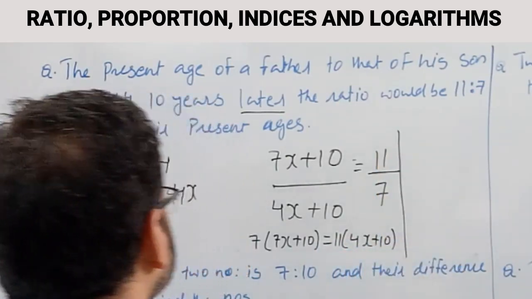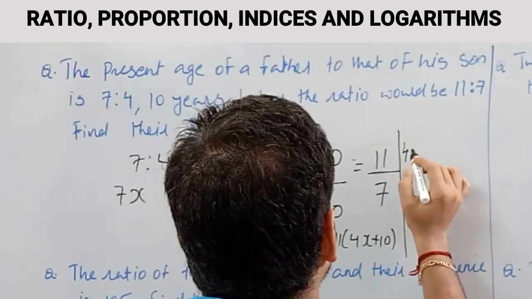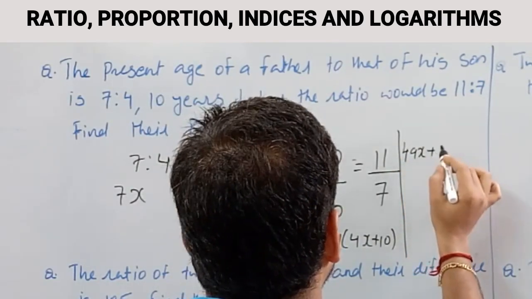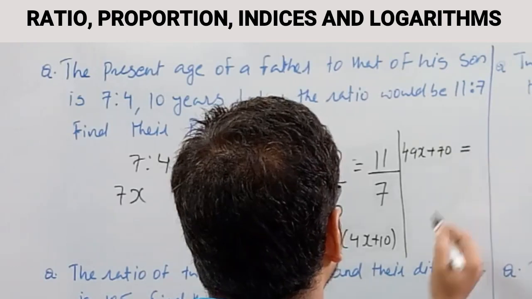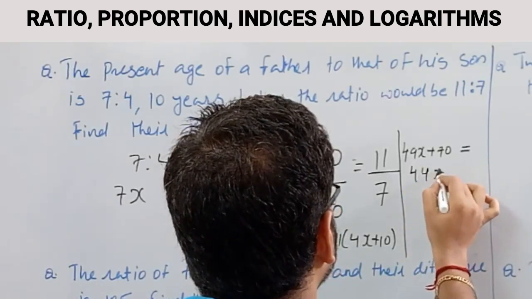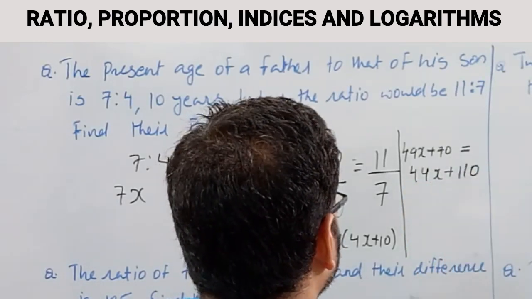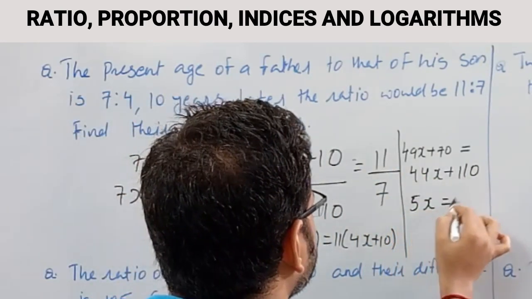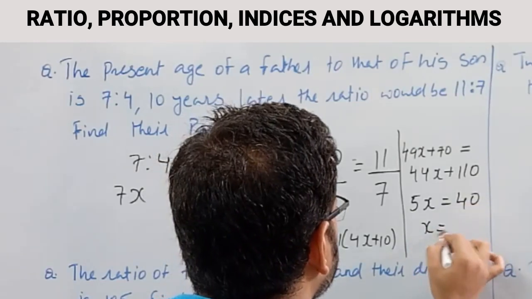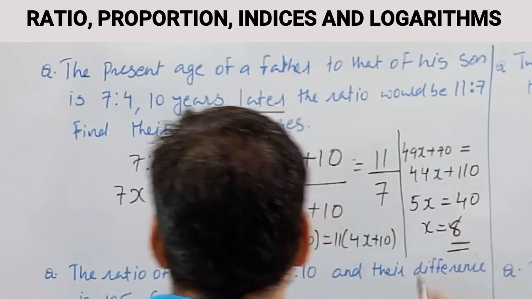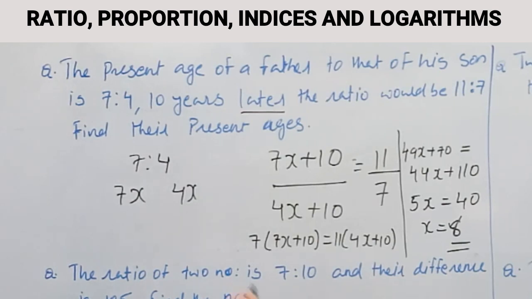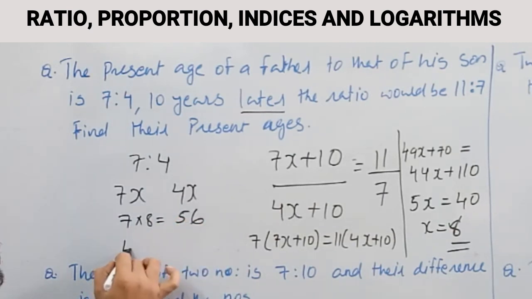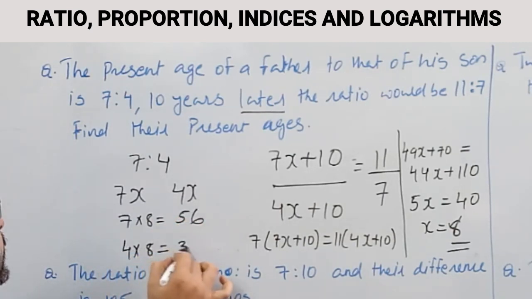That means 49x plus 70 is equal to 44x plus 110. Taking 44x to the LHS, then 5x is equal to 40, x is equal to 8. Then substituting the value of x, father's age will be 7 into 8, 56. Son's age will be 4 into 8, 32.